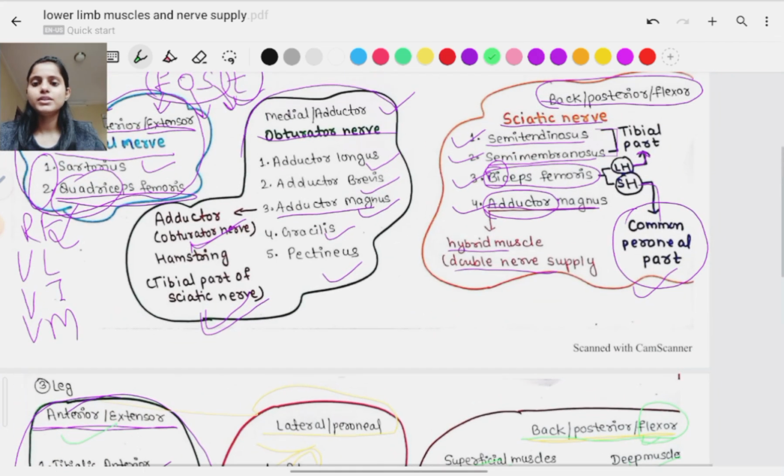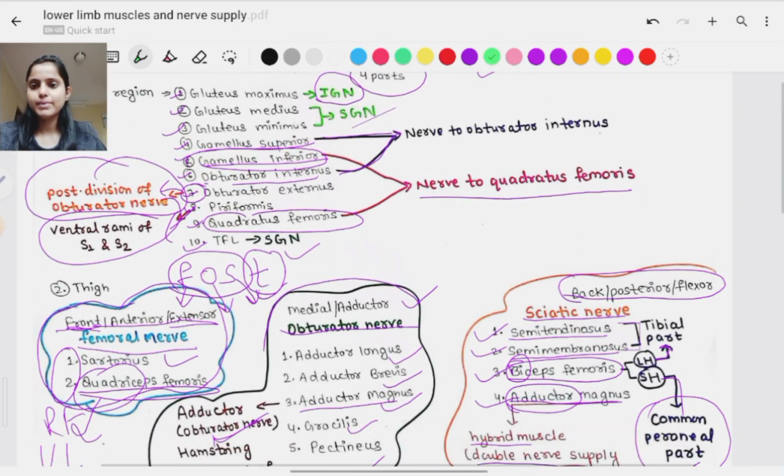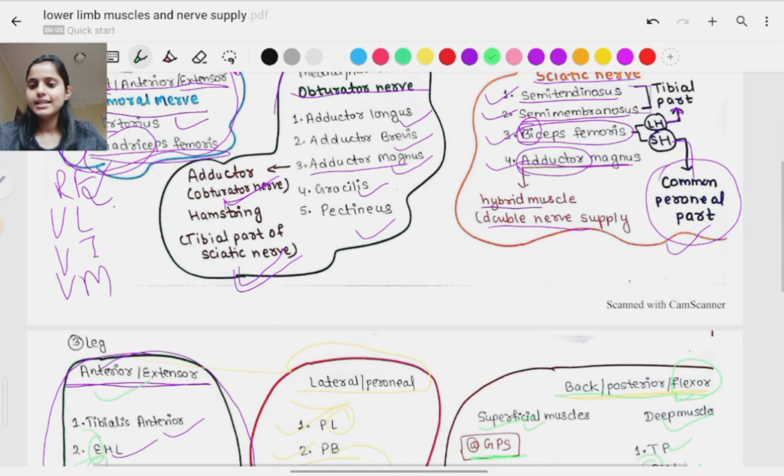This is all about the lower limb muscles and the nerve supply: the gluteal region, thigh, leg, and the sole.